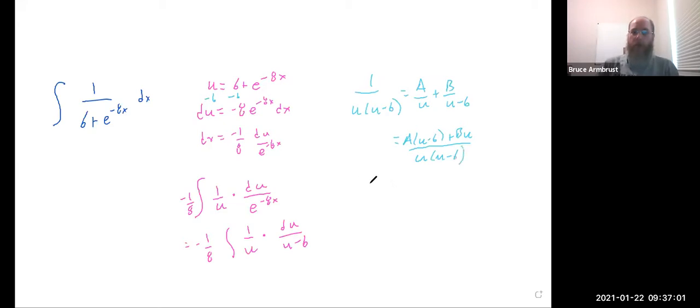So what we know, if these fractions are equal, since the denominators are the same, the numerators have to be the same. And we can actually use this to solve for a and b. Because if you distribute through, you're going to get a plus b times u minus 6a equals 1.